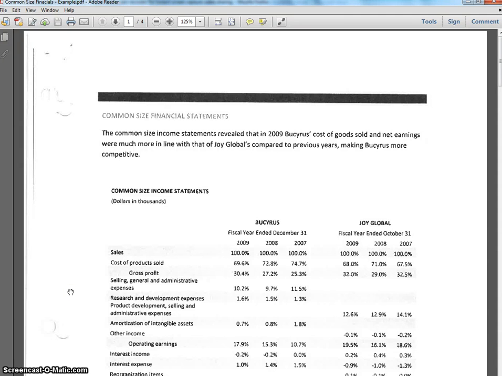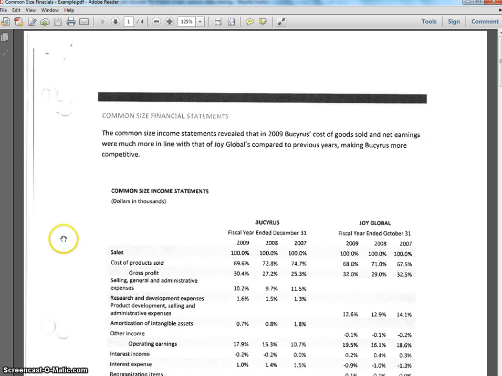Hi, everyone. As promised, I'm going to do a quick overview of common size financial statements. And again, this is not anything that you won't get from your reading. If you do the reading, primarily the textbook reading, you'll get an overview on how these are done and what they're useful for. I just wanted to go through an illustrative example and hit on some high points.